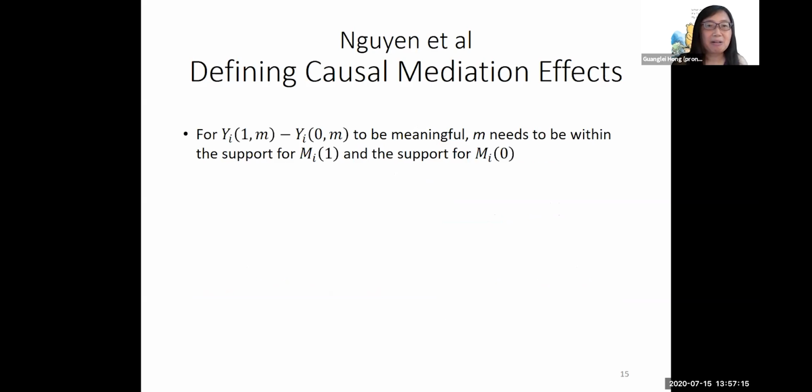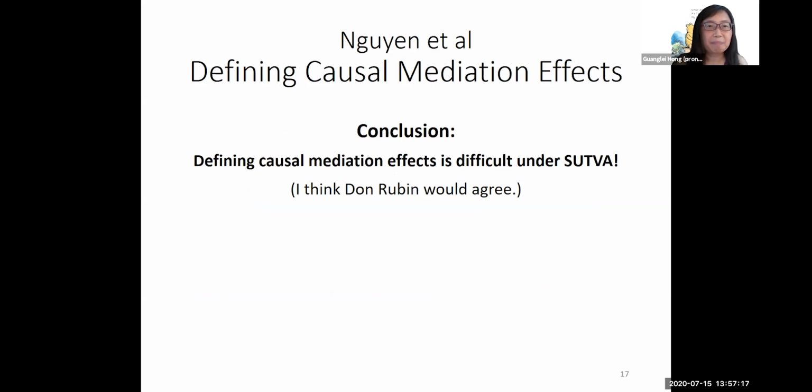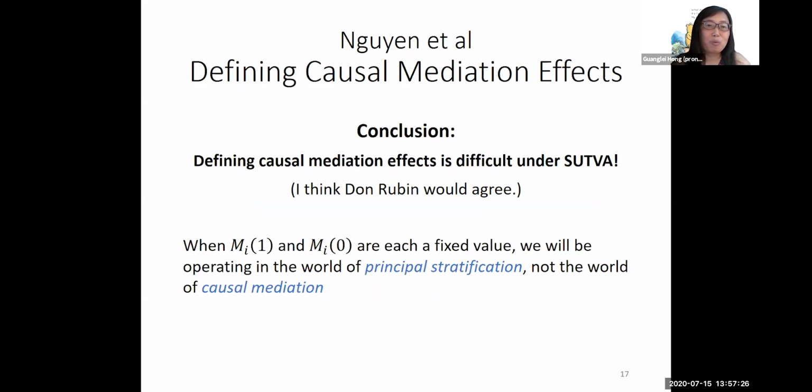So I'll skip some of these, jump to here. The conclusion is defining causal mediation effect is difficult under SREE. I think Don Rubin would agree. If M1 and M0 are each a fixed value, we'll be operating in a world of principal stratification, not a world of causal mediation. So I'm happy to add more comments during the discussion.